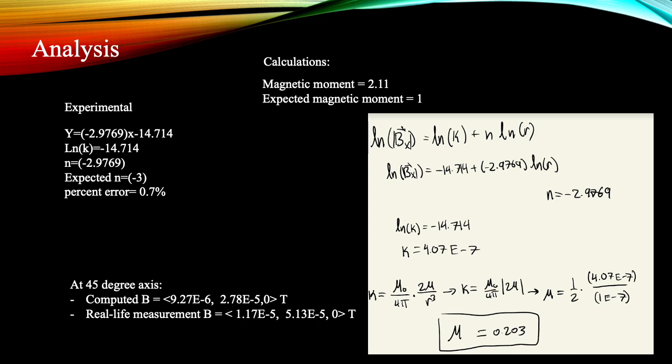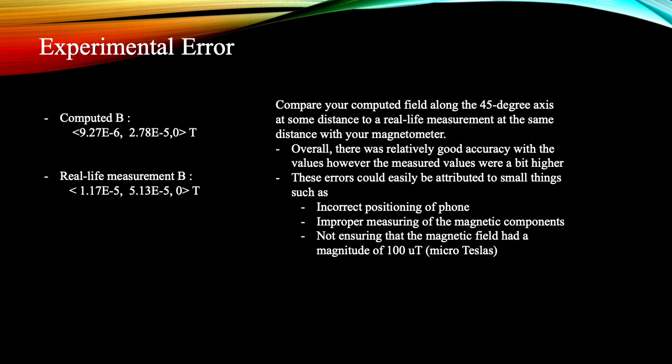And you can also see the percent error on the calculation of n, as well as the data for the 45-degree axis that will be covered in the next slide. Comparing the 45-degree axis values for error, you can see that there was relatively good accuracy with the values. However, the measured values were a bit higher. This could be due to a number of things, but for the most part, I would assume that it could be incorrect positioning, improper measuring of the magnetic components, or not ensuring that the magnetic field had an exact value of 100 microteslas when you were recording the values.